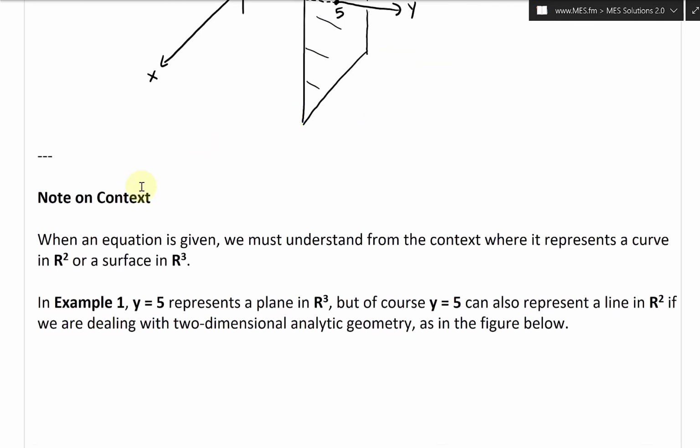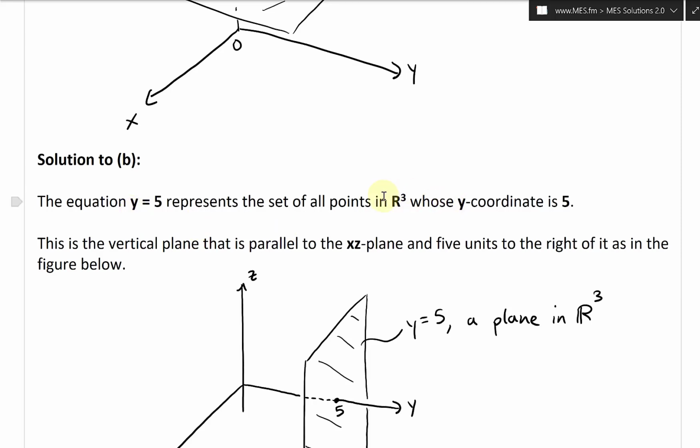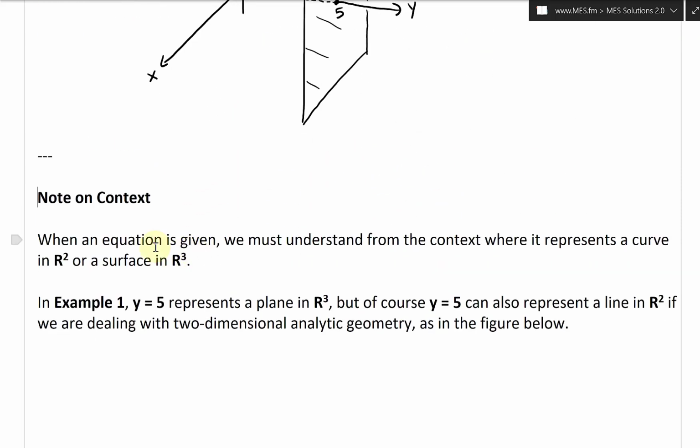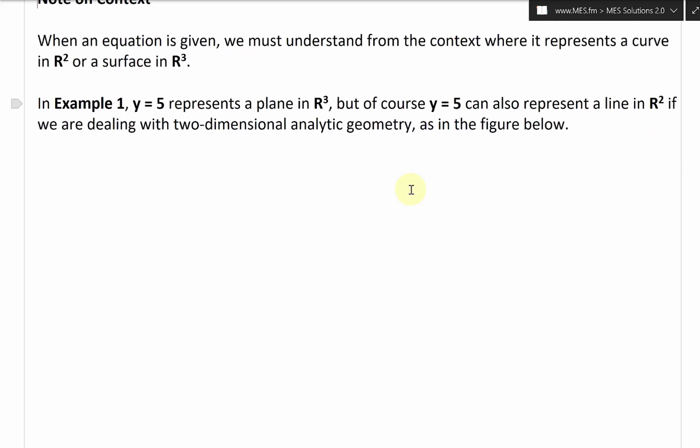But now let's take a quick note on context. Because this one here, we're asked to solve the equation y equals 5 in R3. But if we're looking at 2 dimensions, when an equation is given, we must understand from the context whether it represents a curve in R2 or a surface in R3. So in example 1, y equals 5 represents a plane in R3, but of course y equals 5 also represents a line in R2 if we are dealing with 2-dimensional analytic geometry, as in the figure below.